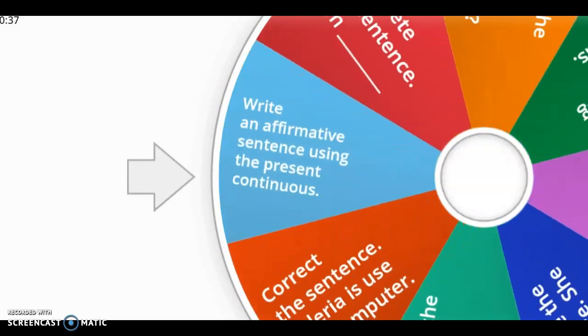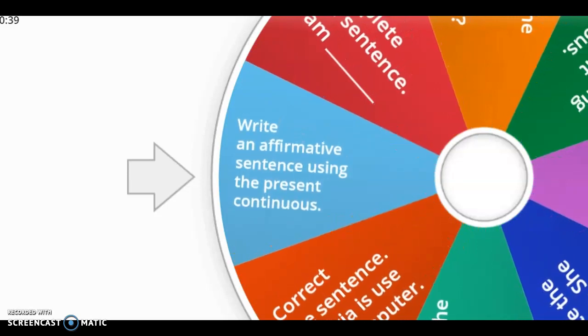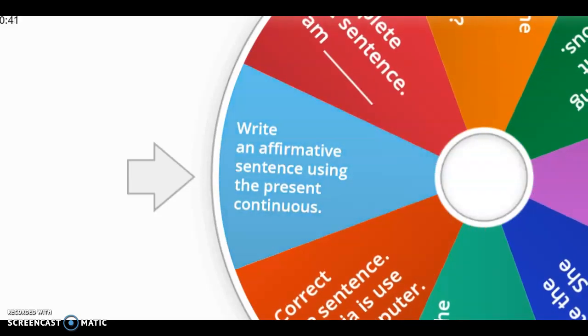Let's spin it again. The next one says, write an affirmative sentence using the present continuous. So an affirmative sentence will be, we are studying English, she is playing football, he is doing his homework. But you have to write it and then show me the result. Remember that in the present continuous we have to use the subject, the verb to be as an auxiliary verb, the main verb in ing, plus the complement. Okay? So let's spin this again.